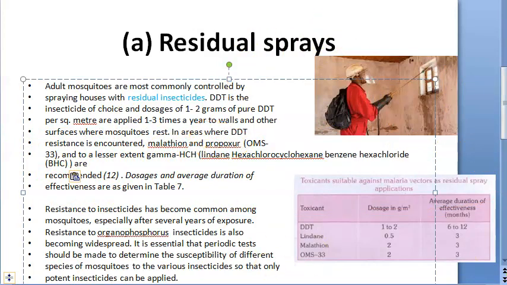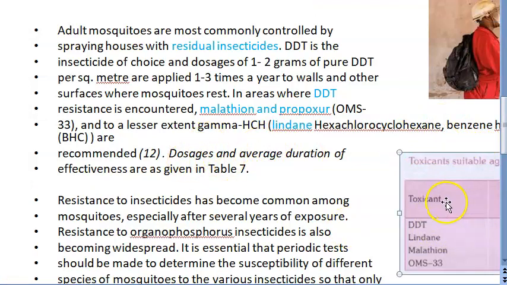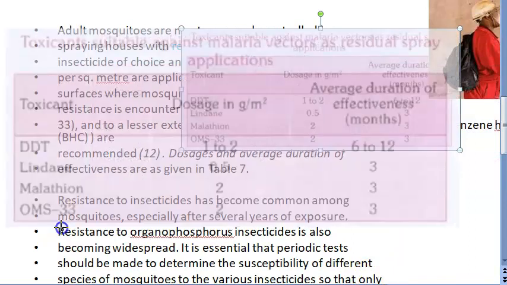How do you say this? Propoxur, right? This one. So malathion, propoxur, DDT. Then this lindane, that is hexachlorohexane, benzene hexachloride, etc. BHC, all same names, right? So all this you can do, but now all these mosquitoes are becoming resistant to this. That's what they are saying.